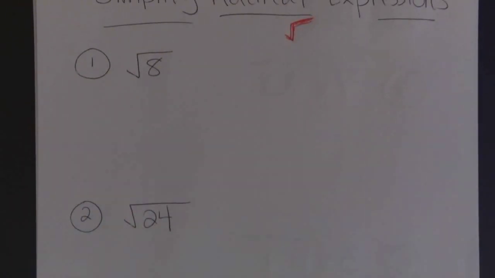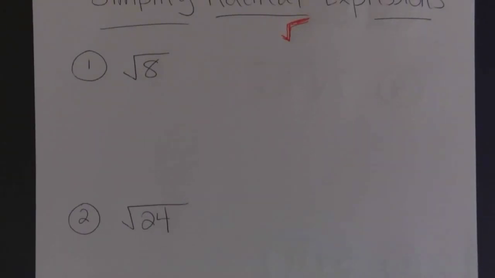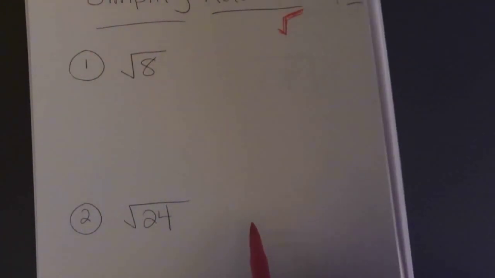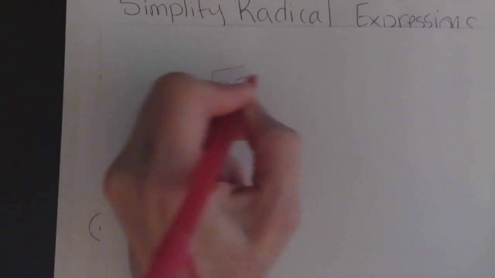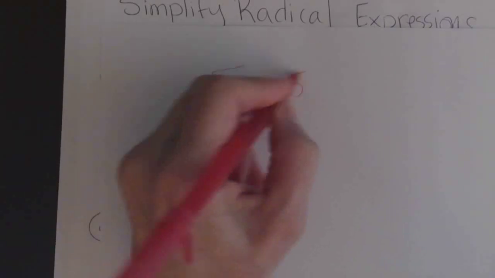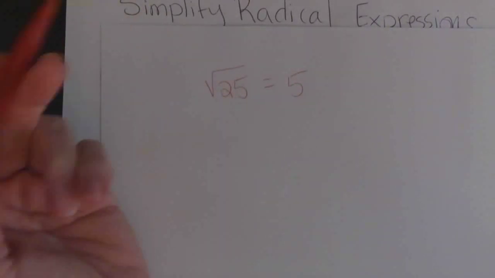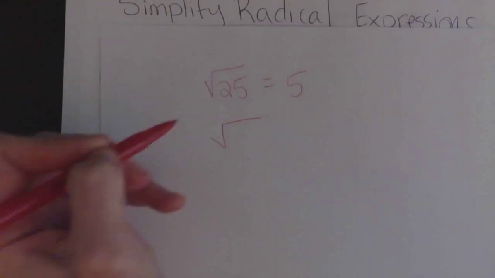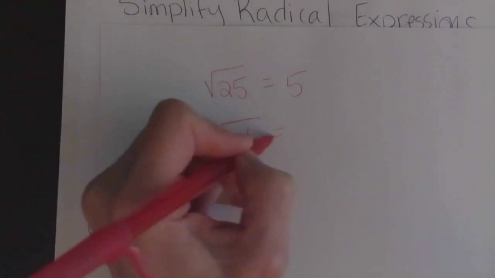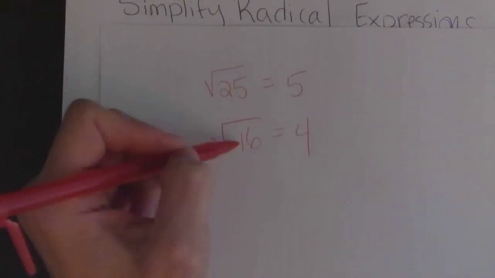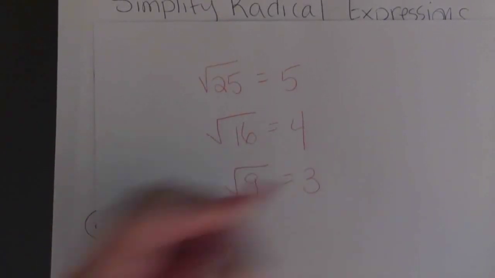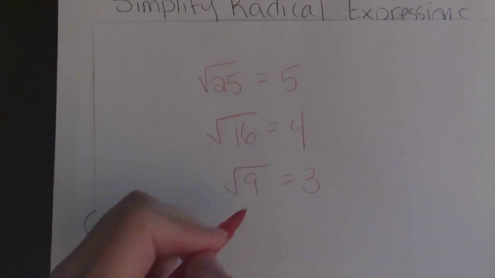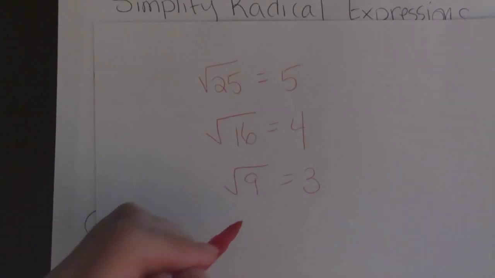Like if I gave you, let me grab a sheet of paper here. Like if I said to you guys, okay, what's the square root of 25? I mean, you've known that for years. That's 5 because 5 times 5 is 25. Or if I said, what's the square root of 16? You would say, oh, that's 4. That's easy. These are perfect squares. Or if I said, what's the square root of 9? Well, that's 3.